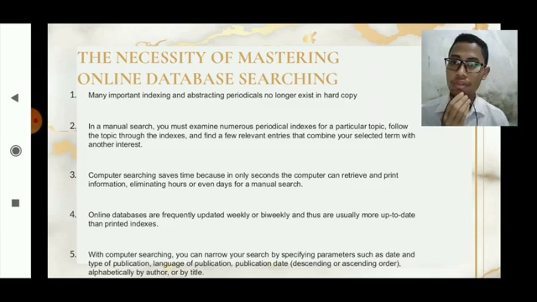Online databases are frequently updated weekly or bi-weekly, and thus are usually more up to date than printed indexes. With computer searching, you can narrow your search by specifying parameters such as date, type, the language of publication, publication date, or descending or ascending order, alphabetically by author or by title.